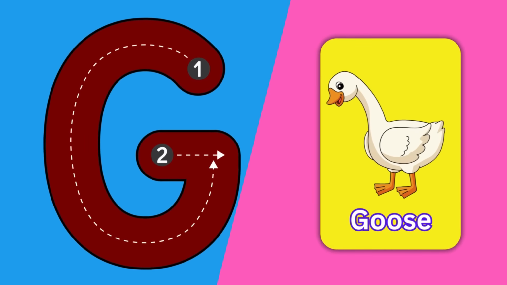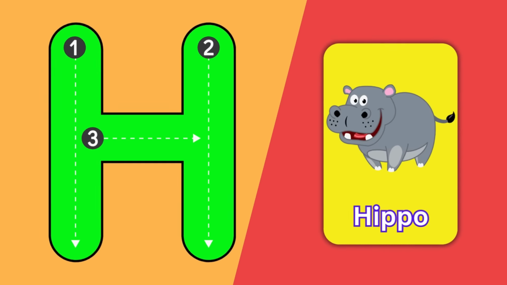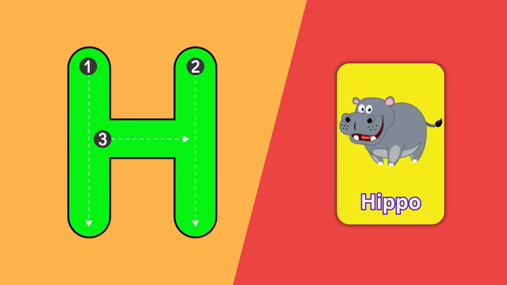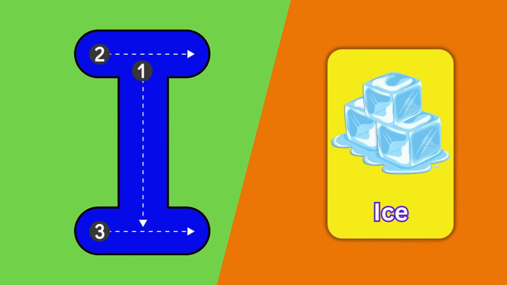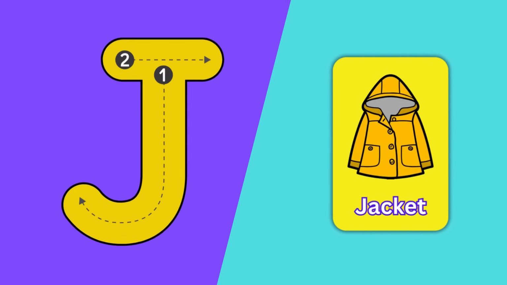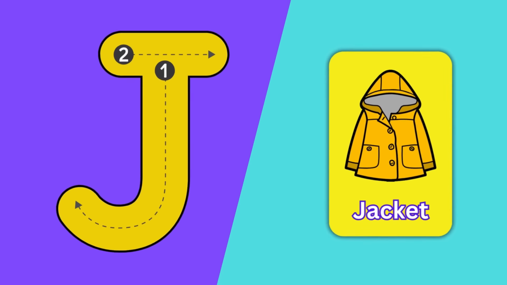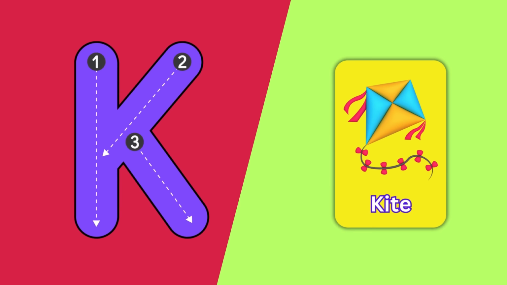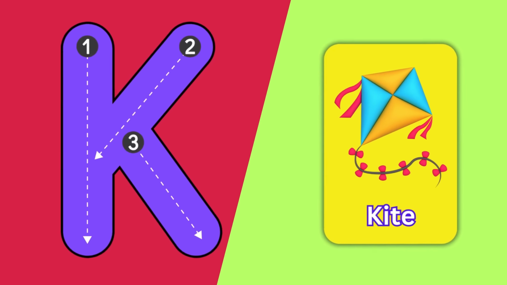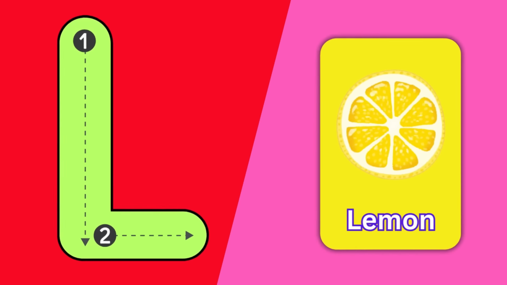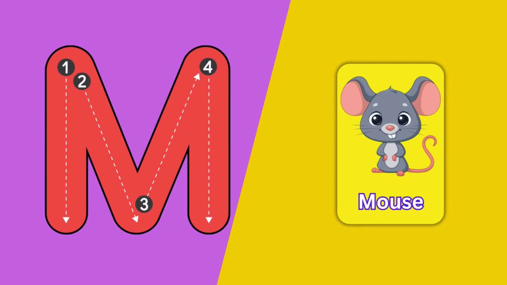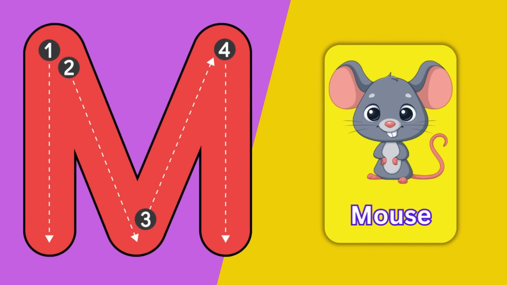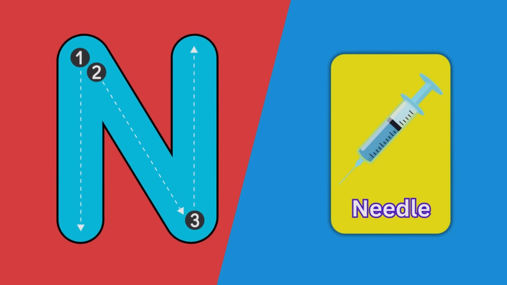H is for hippo. I is for ice. J is for jacket. K is for kite. L is for lemon. M is for mouse. N is for needle.